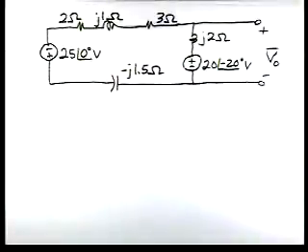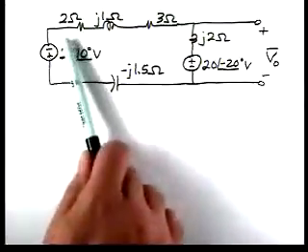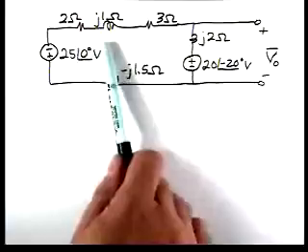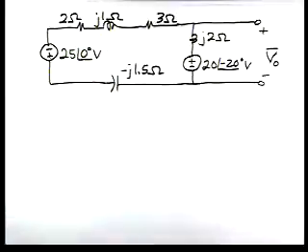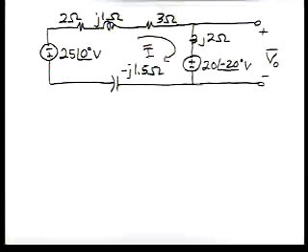here's our resulting circuit. Here's our source. Notice that we changed the polarity. Here's our 32 ohm, here was that J16 at minus J24. And now, we really have a single loop circuit. We can define a current I.